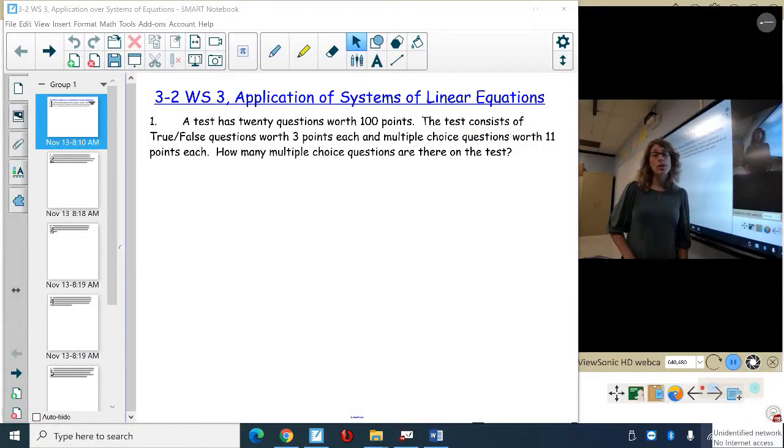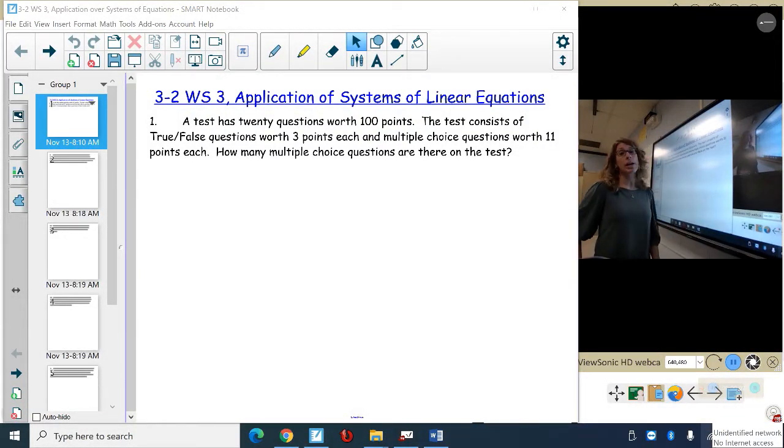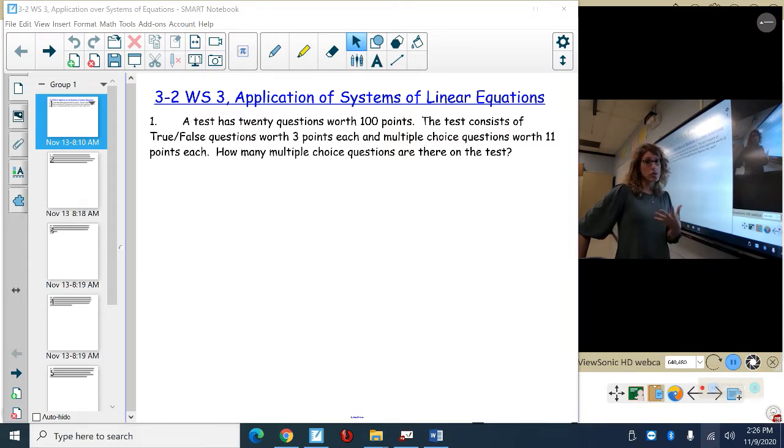Okay, today we are going to do section 3.2 worksheet 3, and this is all story problems. So I'm not going to solve any of them for you, but what I'm going to do is help you set them up, because many of you struggle with trying to figure out the subjects that you're talking about and actually coming up with the equations.